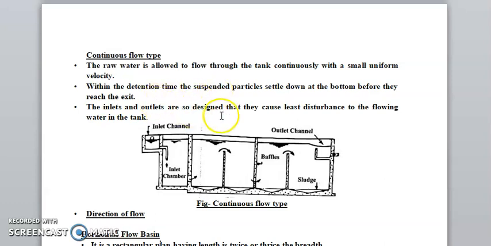The inlet and outlet flow design that causes least disturbance to the flowing of the water. Okay, this is the inlet chamber. Raw water will come here. Then it moves in zigzag ways in the vessels. This way, this is the continuous flow tank.